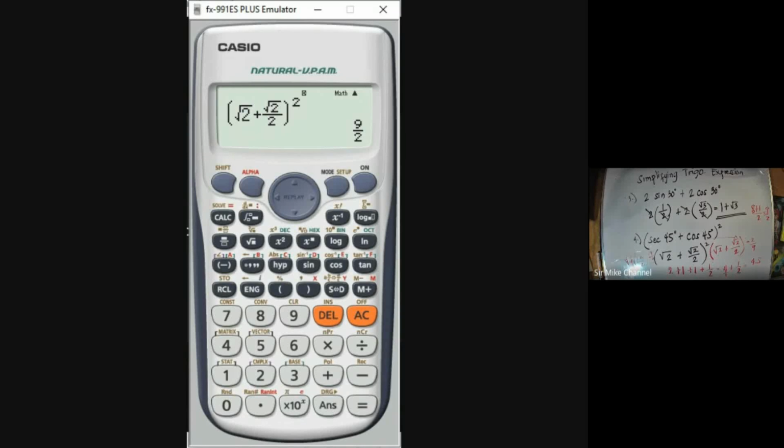Tinignan ko lang kanina ano mangyari. So, 9 over 2 ang sagot natin. Ayan ang final answer natin. Okay, ganun lang ang solve natin. Medyo madali lang talaga ang topic natin for this week.